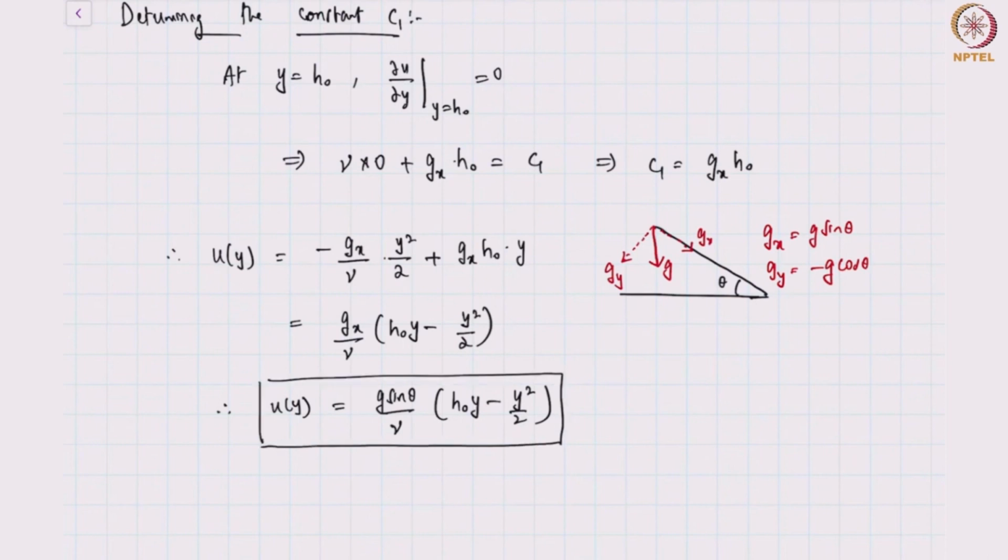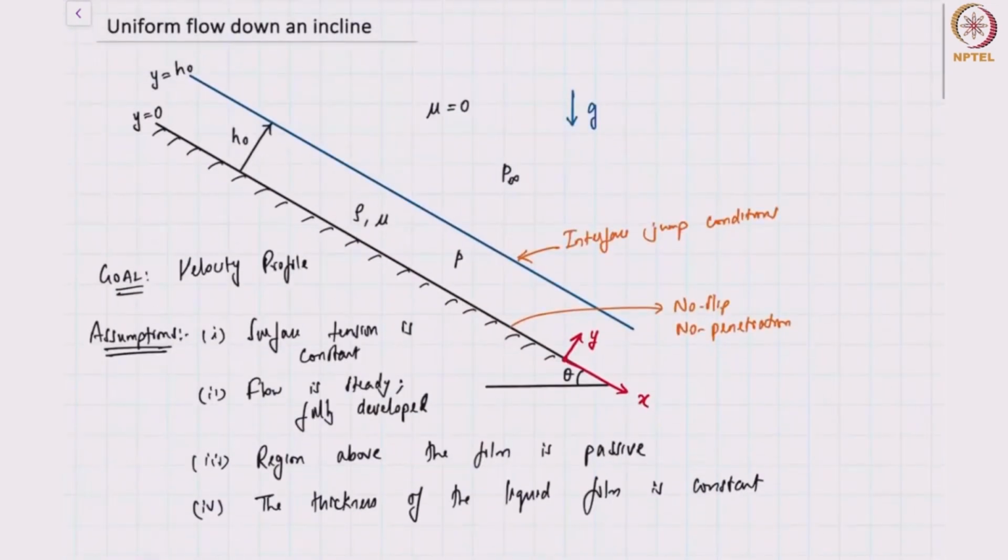So if I have to draw this velocity profile in this problem, then I have the no slip condition at the bottom and the stress free condition. So here I have del u by del y is 0. Here I have u equal to 0, and this is a half parabolic profile flowing down the incline.